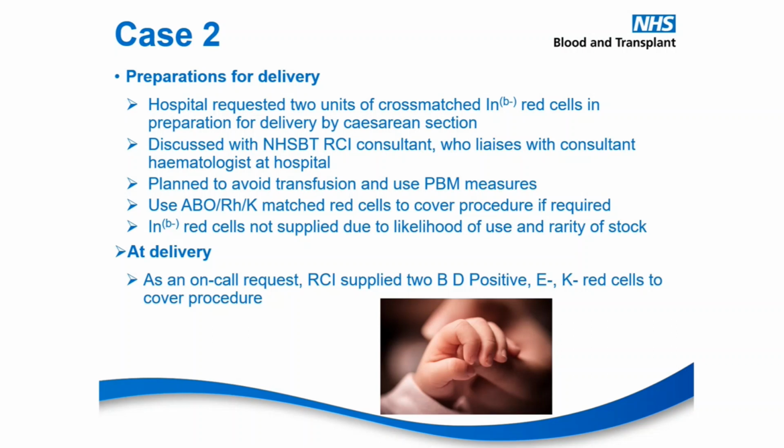This was a low risk delivery and the IMV negative red cells were not supplied due to the likelihood of use and the rarity of the stock. Obviously this decision may have been different if it was a higher risk birth. At delivery, as an on-call request, RCI did provide 2 group, RH and K matched red cells to cover the procedure. But there was no further ongoing need for any blood.